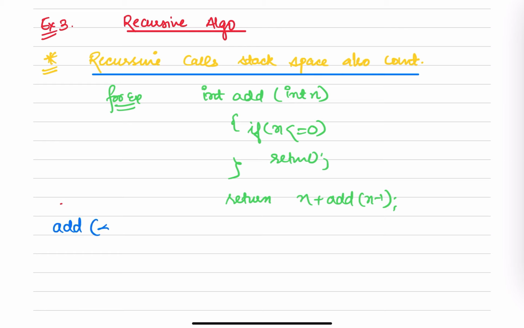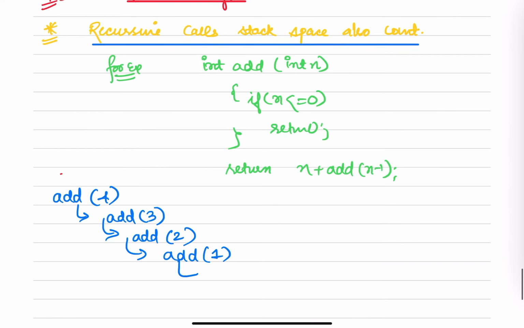What I mean by recursive call stack space also counting is, for example, if you have add of 4, first you need a space to have an add 3 computation. To have an add 3 computation, you must have a space for add 2, and for add 2 you must have add 1, and for add 1 you must have add 0. Now it will return 0. So that's what it says: recursive calls take space, and we need to count this space as well.